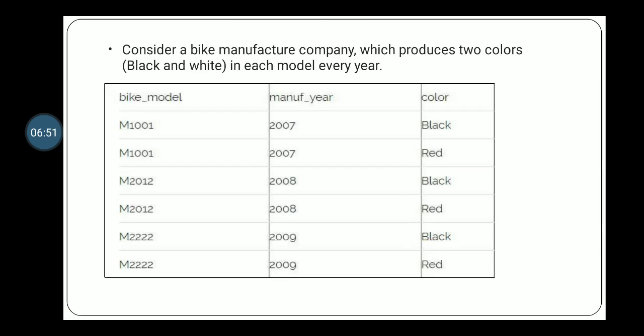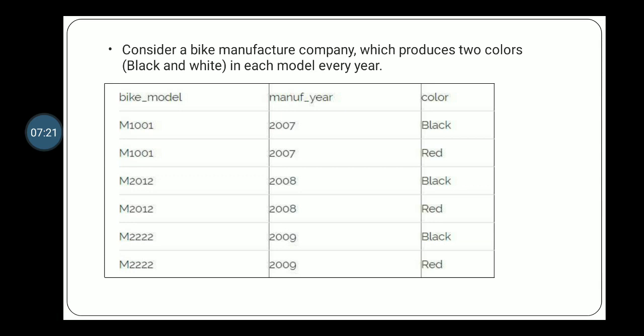For example, consider that there are three attributes: bike model, manufacturing year, and color. Each year will have different bike models released by the companies, and each bike model will have different colors. So with the help of manufacturing year, we are not supposed to identify the colors. Similarly, from the manufacturing year, we are not supposed to find the particular bike model.